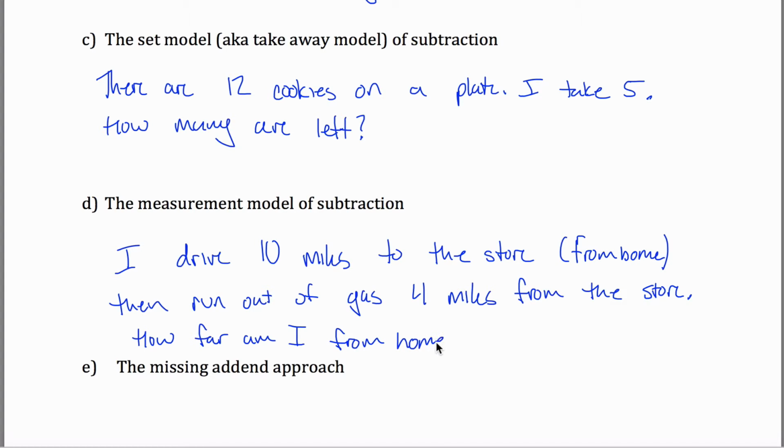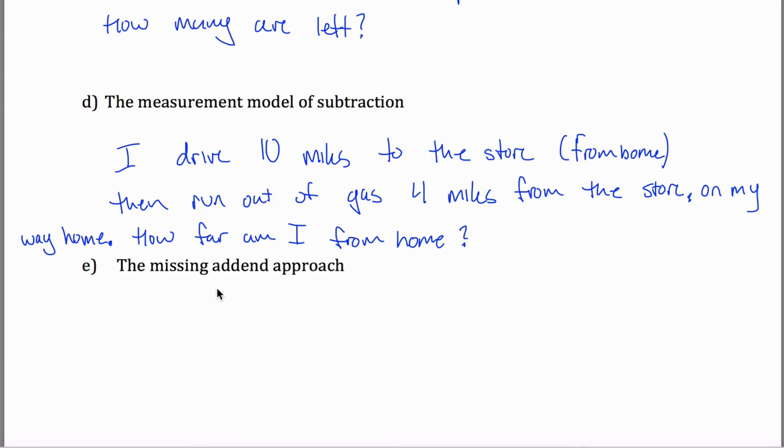And yeah, you should probably put a couple qualifiers in there, like you ran out of gas 4 miles from the store on my way home, maybe. Something to that effect. But again, we're going to use the measurement model because you could think about a number line and driving to the store, which is over at the 10 on the number line, and then driving back at 4. So you haven't made it all the way home. You still have 6 more to go. Anyways. The missing addend approach.